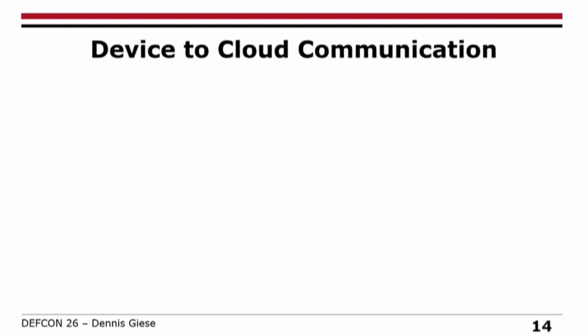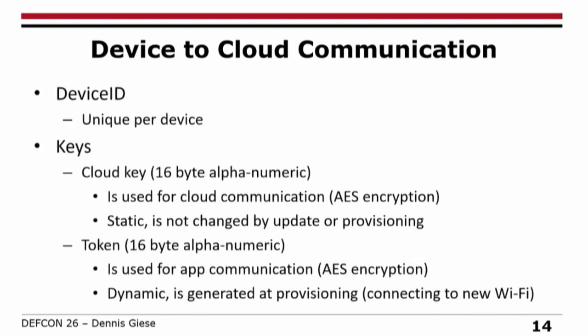So to be able to communicate with the cloud, you need a few credentials, and these are the following. You have a device ID, which is unique for every device, and you have two kinds of keys. The first key is the cloud key, which is used for the device-to-cloud communication, and this is static and is never changed. So if you do firmware updates, if you do provisioning, this is always staying the same. For many devices, it's also written in the one-time programmable memory, so even if we would like to change it, it's not possible because it's burned into the device.